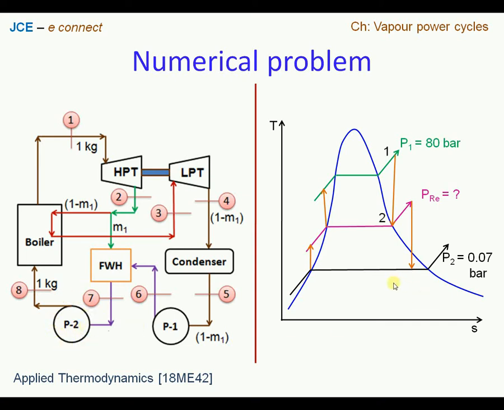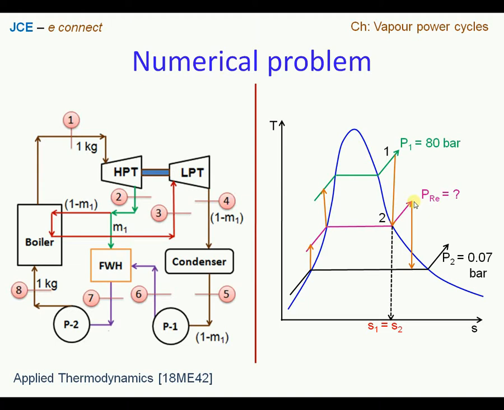Now let us number the state points from state point 1 to state point 2. State point 2 is exactly on the saturated vapor curve, and then we can extend this line further because this is an isentropic expansion process. Therefore we can write S1 is equal to S2.